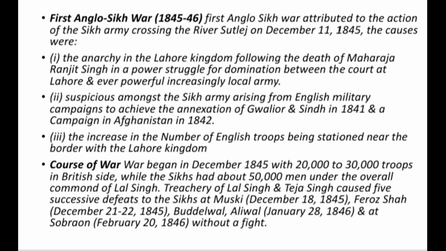But the treachery of Lal Singh and Teja Singh caused 5 successive defeats of the Sikhs at Mudki, December 18, 1845, Firozshah, December 21 to 22, 1845, Aliwal, January 28, 1846, and at Sobraon, February 10, 1846. Lahore fell to the British forces on February 20, 1846 without a fight.